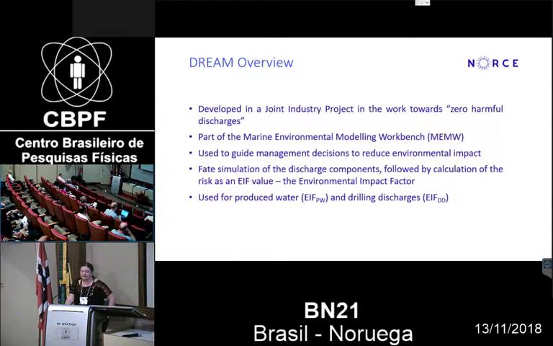It's basically developed as a tool to guide management decisions in order to reduce your environmental impact. So it's not something that's actually changing your environmental impact. It's a way of measuring it and comparing it between different discharges. It basically works as a fate simulation of the discharge, and then you have a calculation of something called the environmental impact factor. And they have developed it for both produced water and drilling discharges.